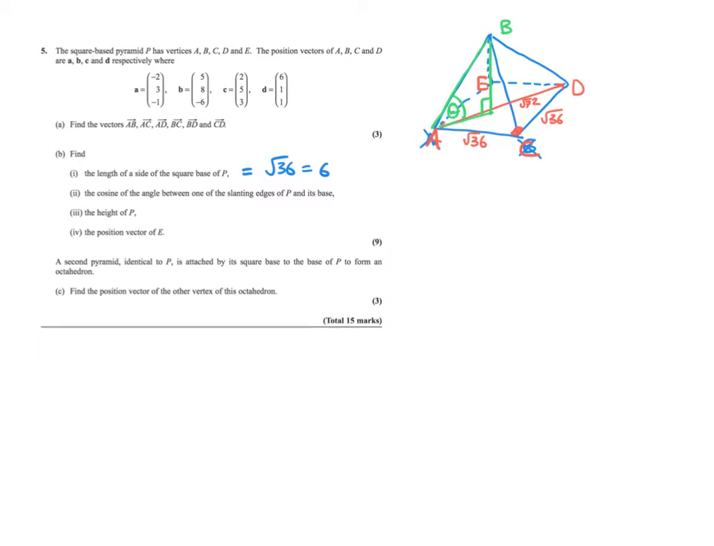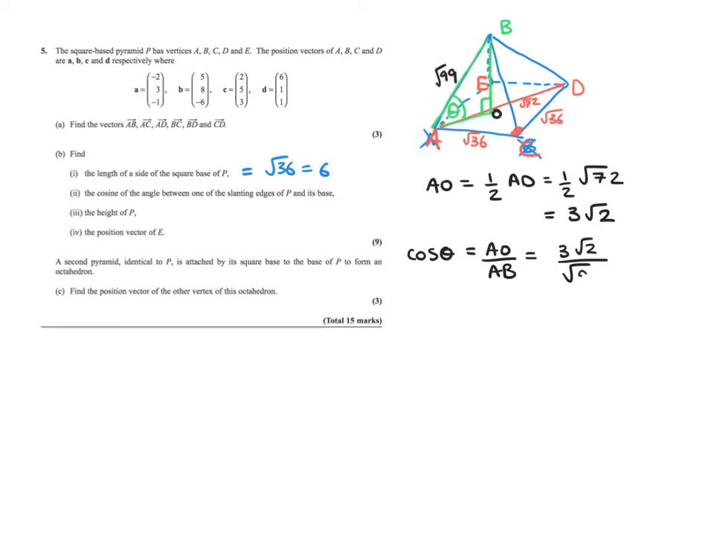Now we know that AB is √99. And if I call this point here the midpoint of AD, we'll call that O, then we know that AO is equal to a half of AD, which is a half √72, which of course is 3√2. Now remember, you've got to be able to do this without a calculator as well. So we know that cos of theta is equal to the adjacent AO divided by the hypotenuse AB. So that's 3√2 divided by √99. And of course, that simplifies.